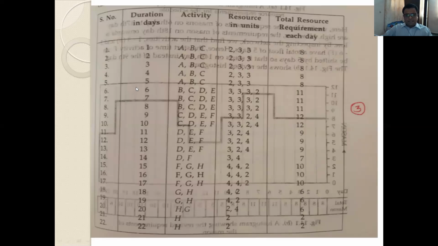All of you have this table in your notebook. During last lecture we started with this table and completed the explanation of the first two columns. Here the first column is the serial number, the second is duration in days; total project duration is 22 days. Last time I also explained how the third column is prepared. We have to find out which activities are going on for each day. Suppose day 1, which activities are going on? That is A, B, C.